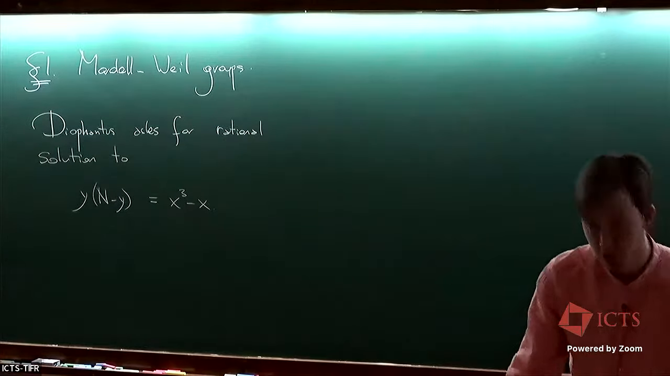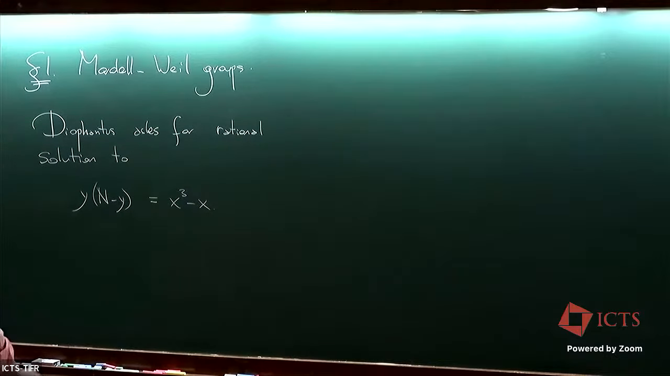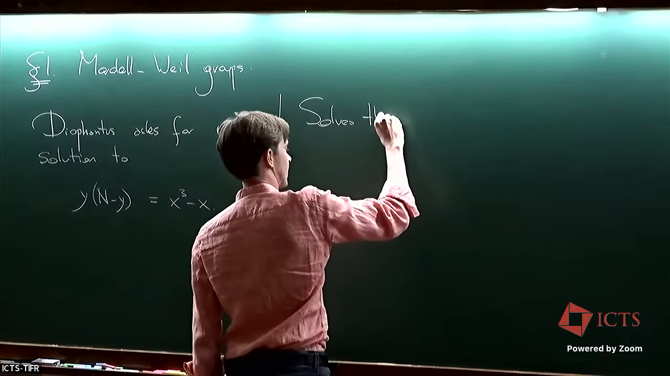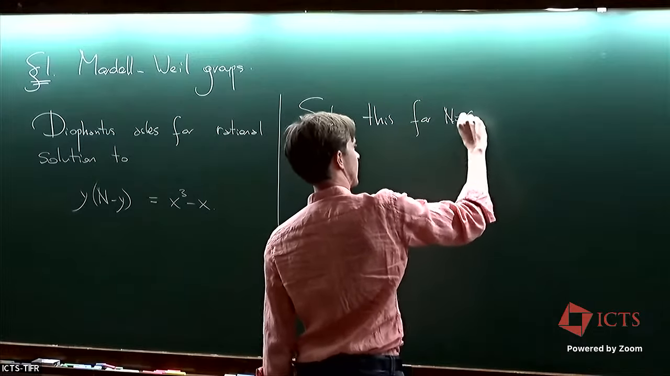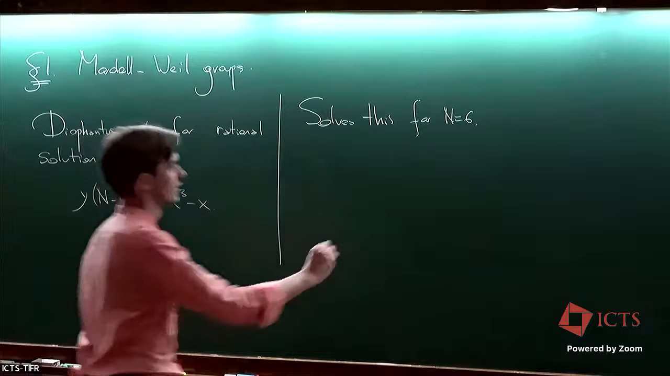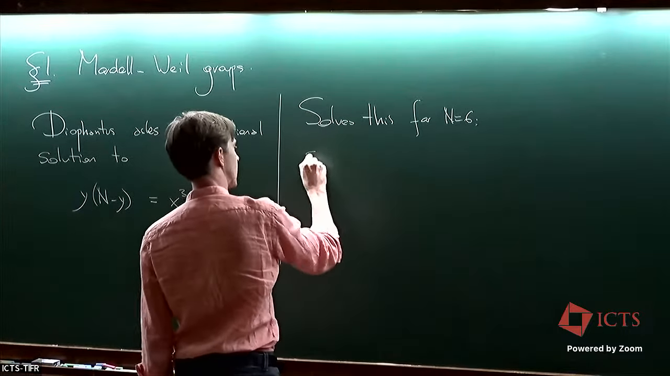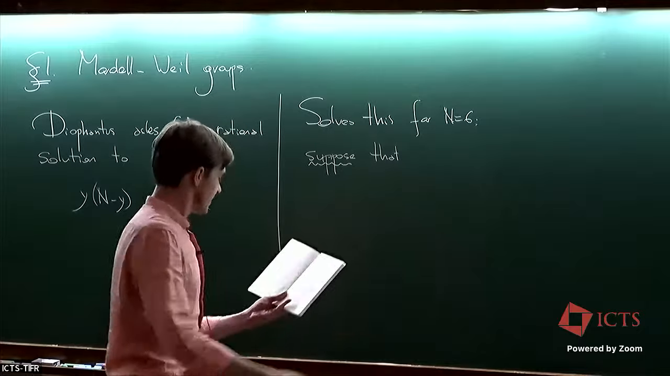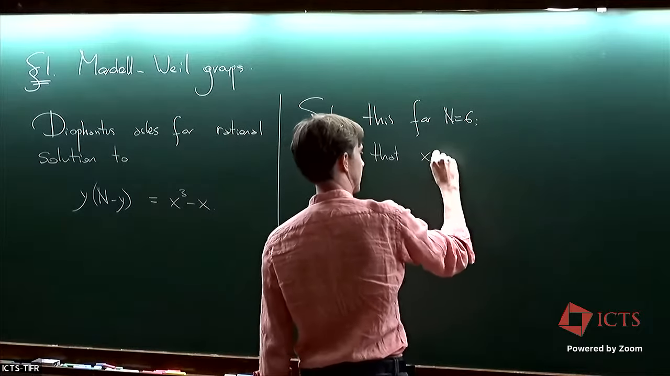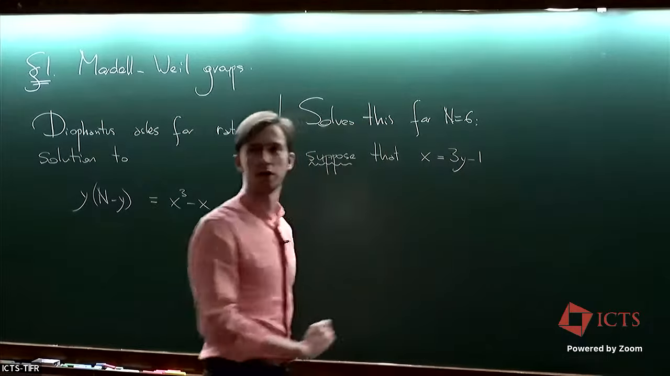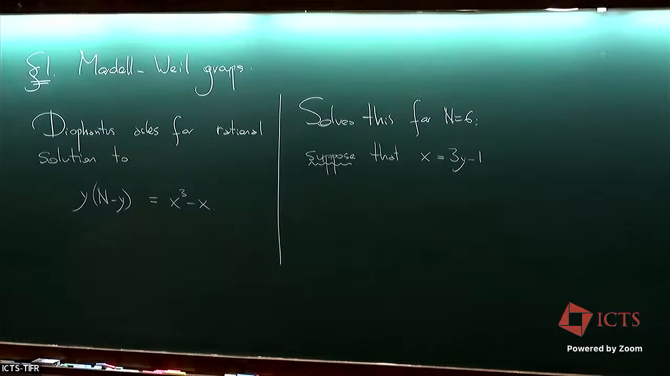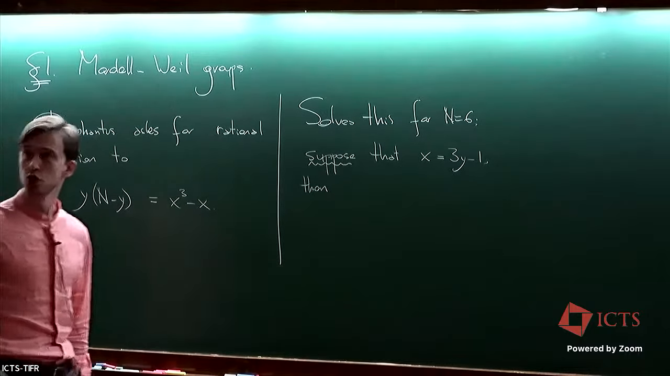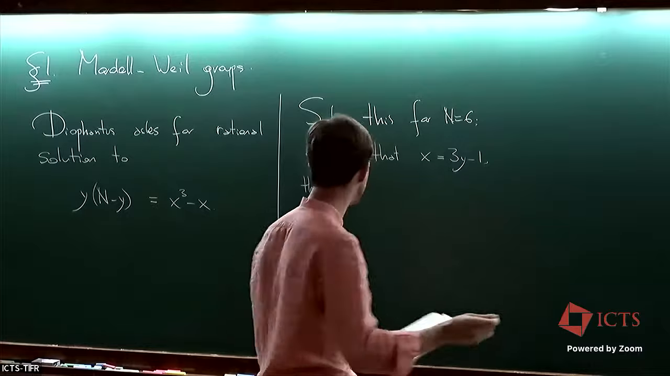And here's what Diophantus does. And if you picked 6 in your head, then you pick the same number as Diophantus. So Diophantus solves this in his book for n equals 6. And he does it as follows. First, he does a mysterious thing. He says, suppose that x is equal to 3y minus 1. Okay, let's suppose that. We don't know where that comes from at this stage, but we can see why it's useful, because then substituting this back into this equation, we get a cubic equation for y, which is actually a very easy cubic equation to solve.